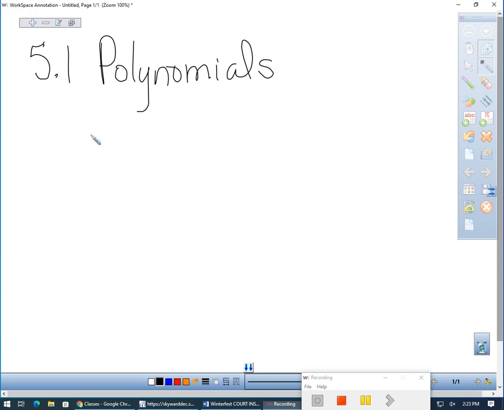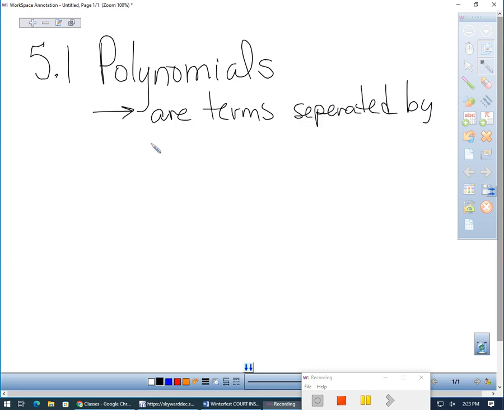All right, when we talk about polynomials, polynomials are terms separated by addition and subtraction signs. Or subtraction signs.